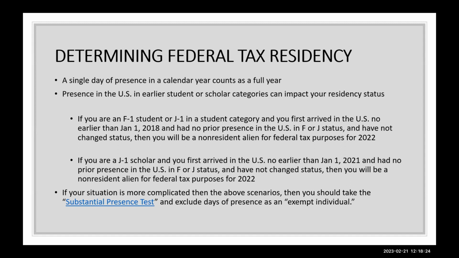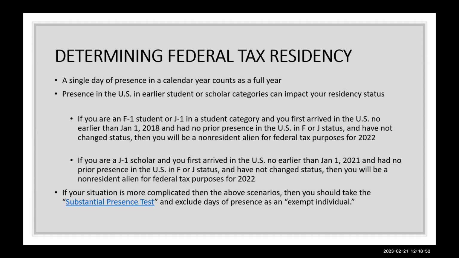So that's 5 years, and you can exclude days of presence for purposes of the substantial presence test for all those years. If, however, you had arrived at some point in 2017, then your 5-year period ends in 2021, and you would have to start counting days of presence in 2022.